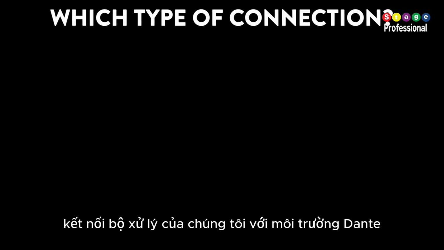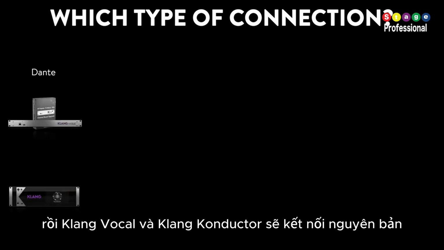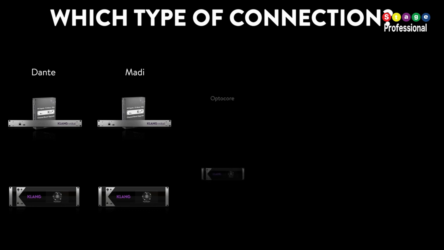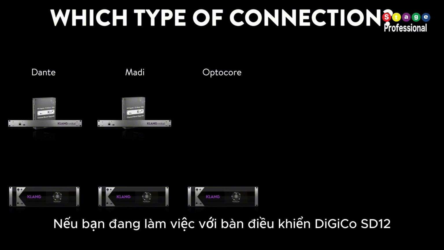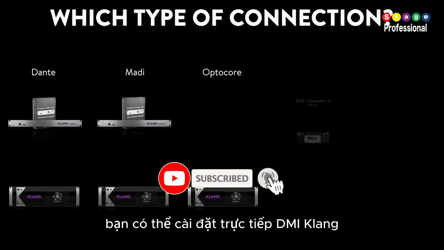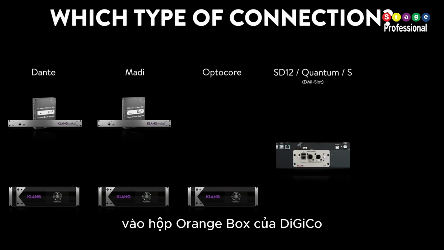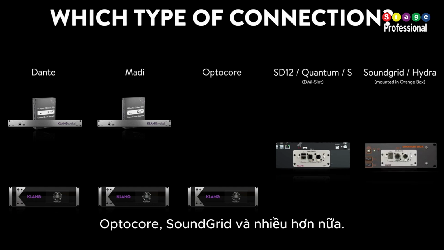Do you want to connect our processors with the Dante environment? Then both Klang Vokal and Klang Conductor will natively connect. Same goes for MADI. Optocore is only available on Klang Conductor. In case you are working with a Digico SD12, Quantum, or S-Series console, you can directly install DMI Klang. That said, mounting a DMI Klang into a Digico Orange box will give you even more options, like Dante, MADI, Optocore, SoundGrid, and many more.